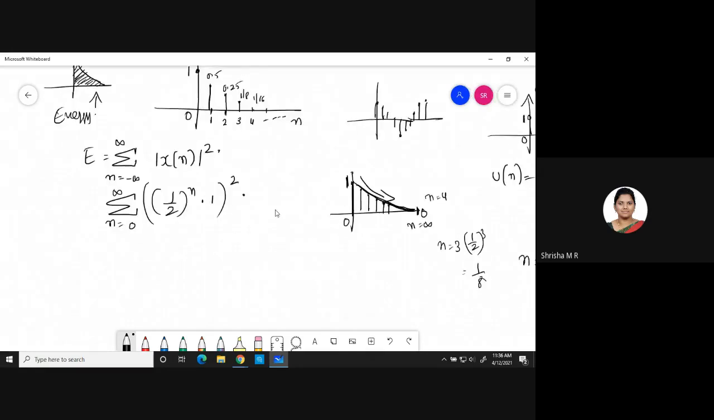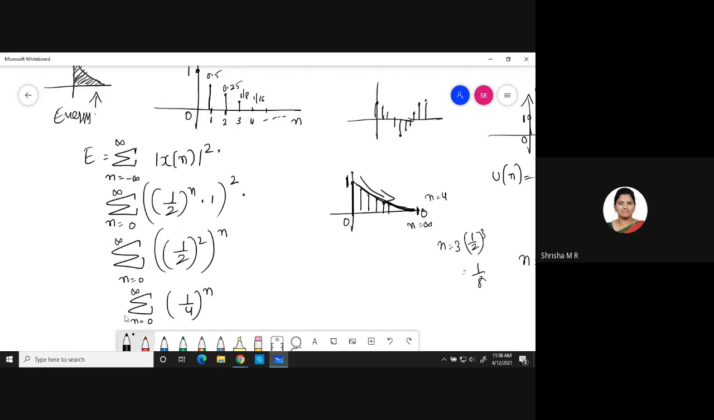So we have 0 to infinity now, and I can write this equation like this: summation n equal to 0 to infinity. Can I write it like this? I'm just replacing that, so you get summation n equal to 0 to infinity of 1 by 4 to the power of n. I have just rewritten this so that I can solve it.